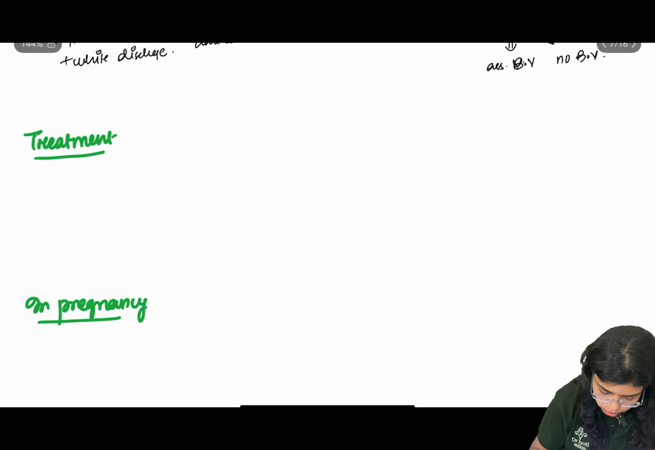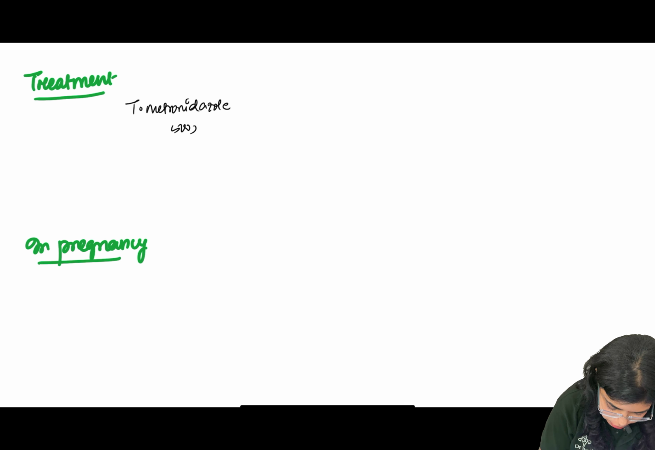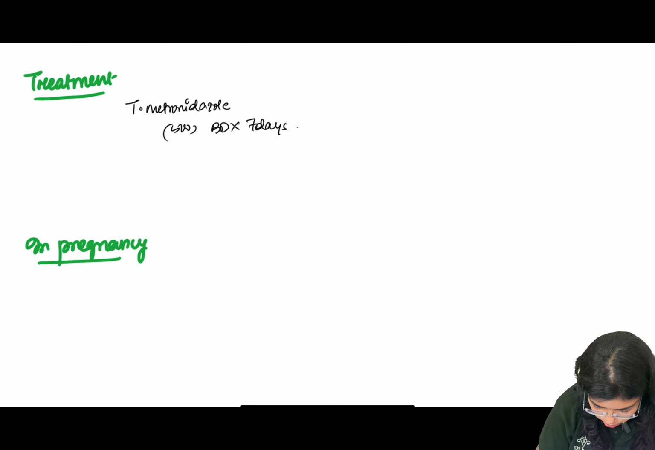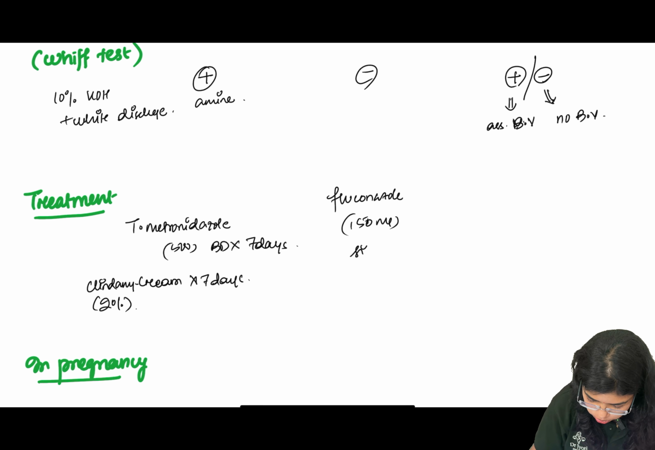And what is the treatment? Treatment is very simple. We give tablet metronidazole 500 twice daily for 7 days, or cream also for 7 days. Which cream? Clindamycin 2%. What about candidiasis? We give antifungals, that is fluconazole 150 milligram single dose. These are all for uncomplicated cases.